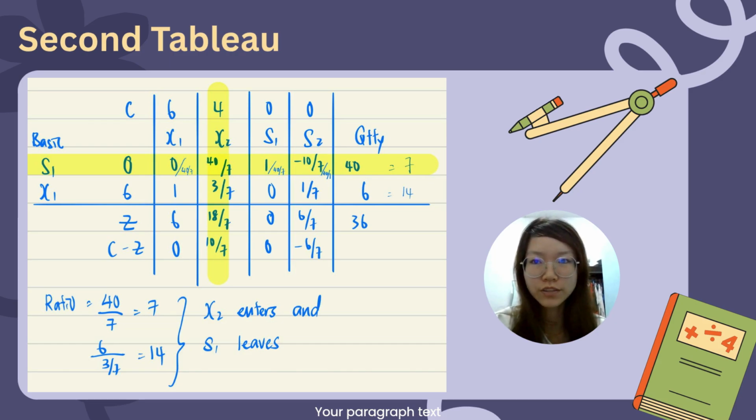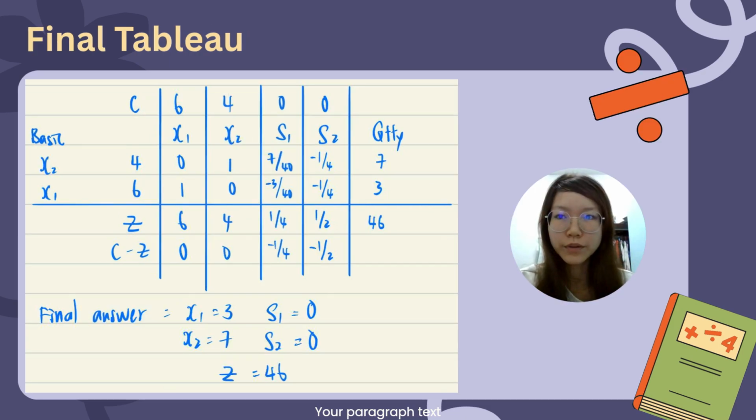After the first iteration, x1 becomes a basic variable. Then we check the C minus Z row again. There is still a positive value, which is 10/7 under x2. So x2 enters the solution. The smallest positive ratio is 7, so s1 leaves.